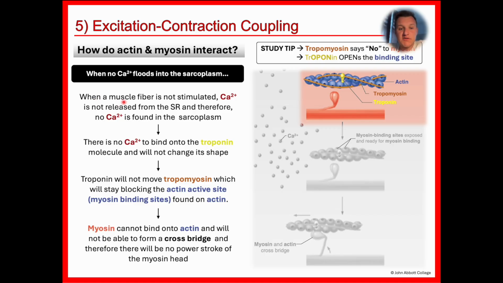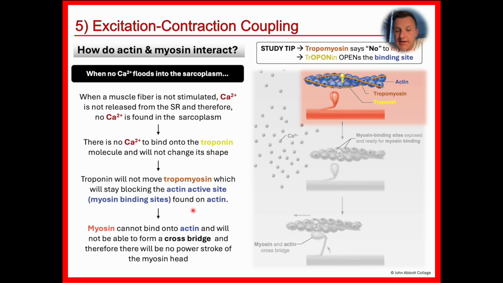Well, when a muscle fiber is not stimulated by a neuron, calcium is not released from the sarcoplasmic reticulum, and therefore no calcium is found in the sarcoplasm. You have none of it there. There is no calcium to bind onto the troponin, right? No calcium binds onto here. Troponin will not move, meaning that this tropomyosin here stays and blocks the actin active sites.